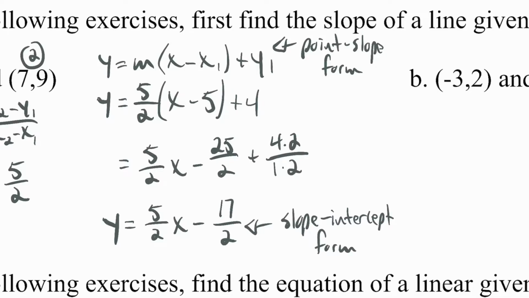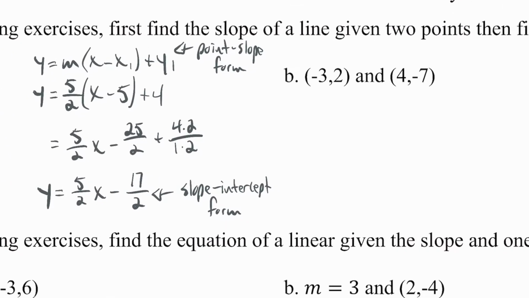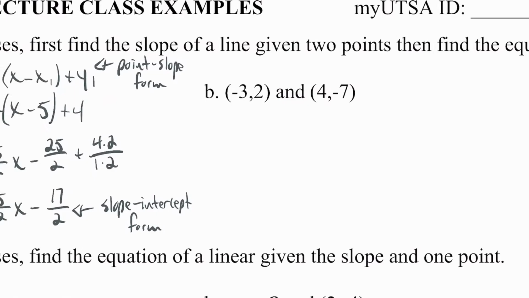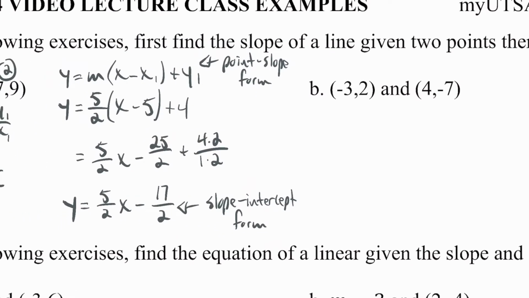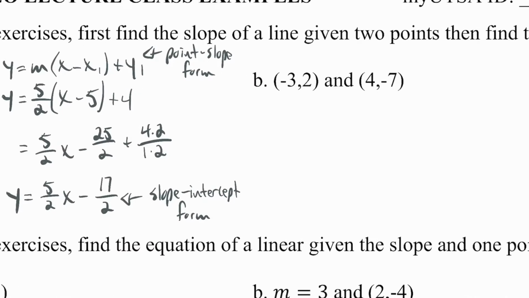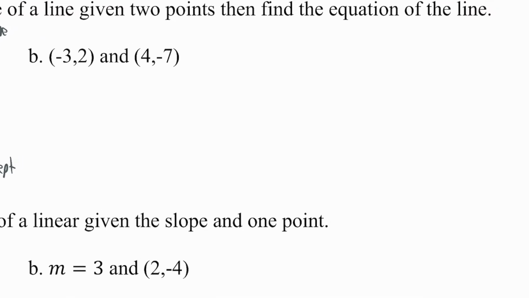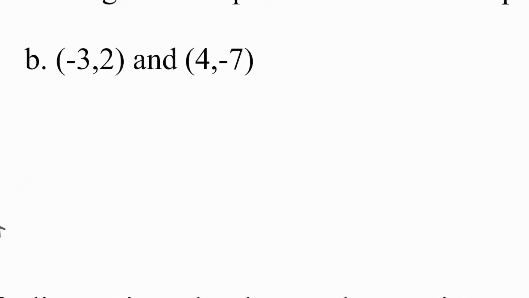Okay, so next example, we're going to do basically the same process, but for this one, we will not use the point slope form at all. We'll use the slope intercept form from the beginning. Well, not the beginning, but you'll see. So we need the slope. So again, let's call this point 2 and this point 1.